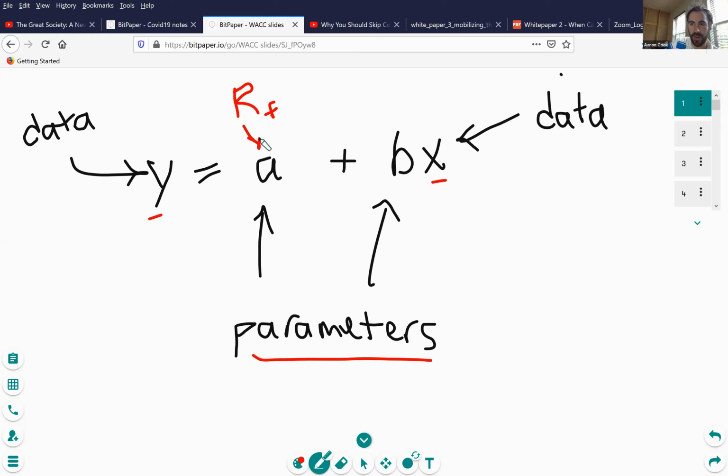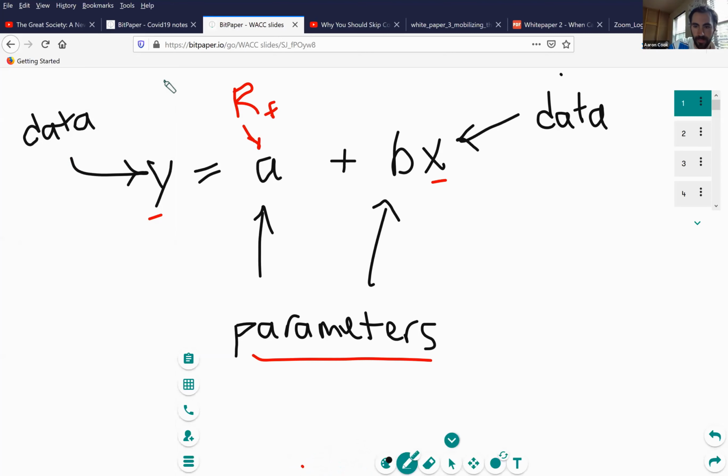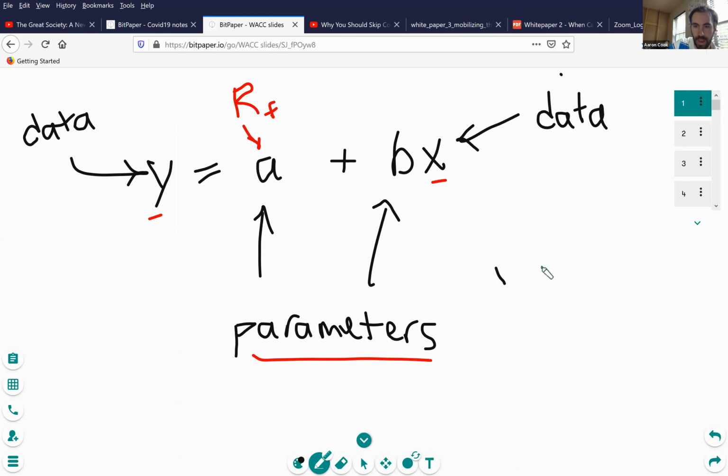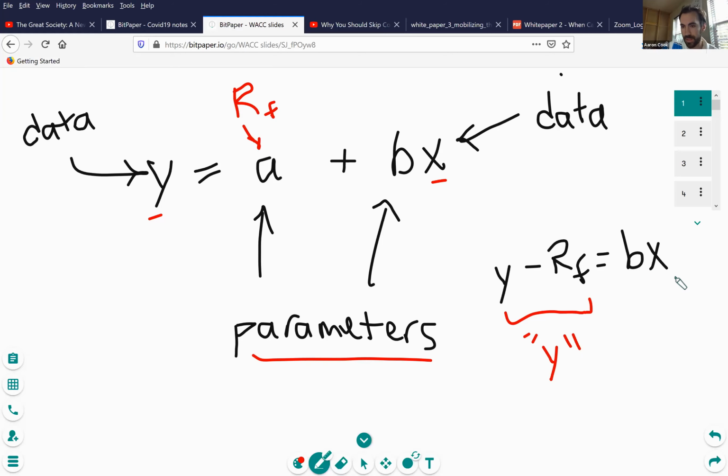With this Excel setup, it's a little bit trickier, and so we just have to do some manipulation to the equation first. So the way we do that is we just take y minus the risk-free rate equals b x, and that becomes our new y, and then this is estimated with just the x data that we had before.